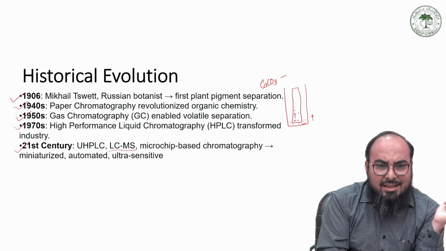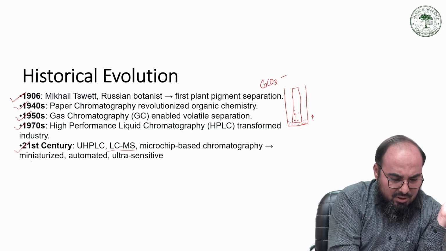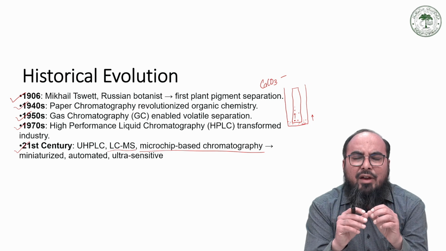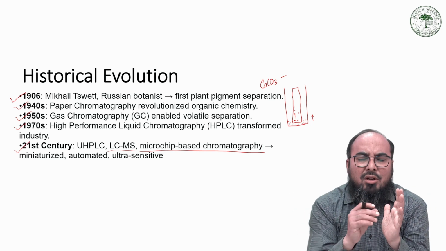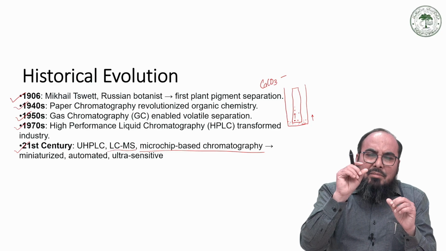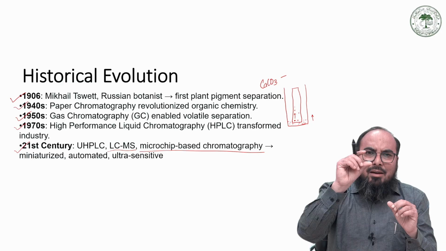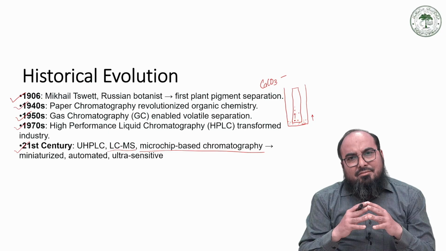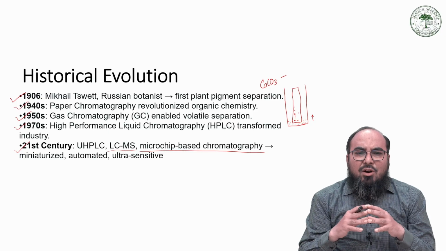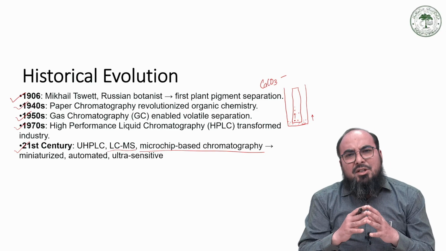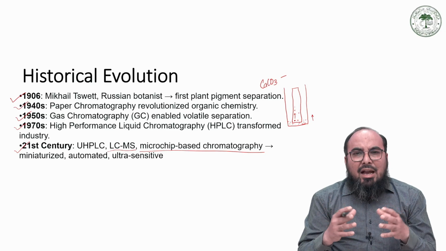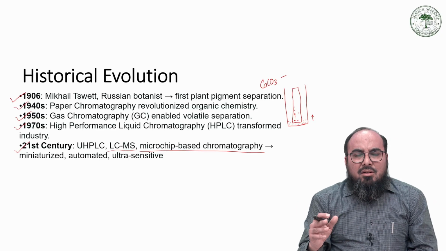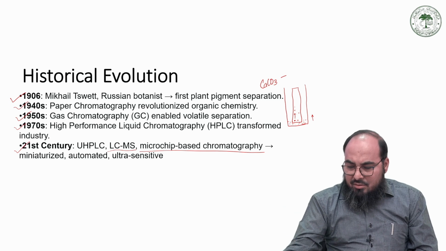Then comes LCMS, then microchip based chromatography. Now, instead of using very big instruments, you can separate your mixture by using just a chip, and you only need nanoliters of sample. So this has actually changed the whole scenario. Again, the sensitivity is very high, the specificity is very high, and these techniques are fully automated in nature. So this has changed the whole aspects of separation.